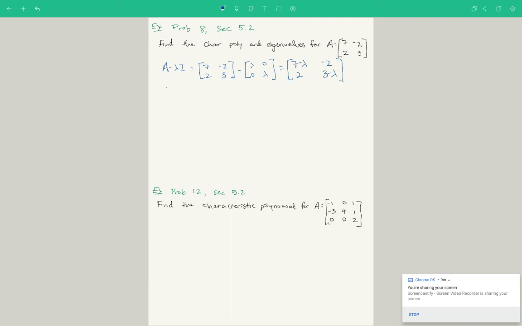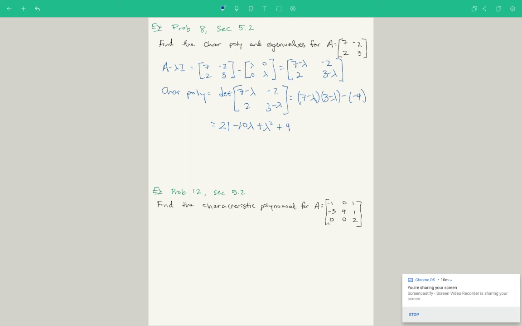So we'll then find our characteristic polynomial, and our characteristic polynomial is just the determinant of that thing. So we find the determinant in the same way as we always find the determinant of a 2 by 2, which is taking the product of the on-diagonal entries, so in this case 7 minus lambda times 3 minus lambda, and subtracting off the product of the off-diagonal entries, which is minus 4. So this would be 21 minus 7 lambda minus 3 lambda, so that would give us minus 10 lambda plus lambda squared plus 4.